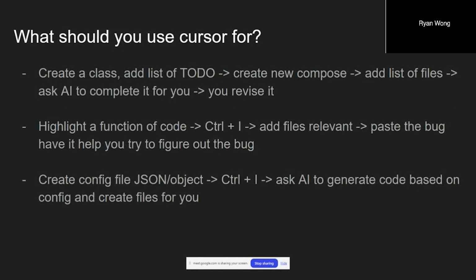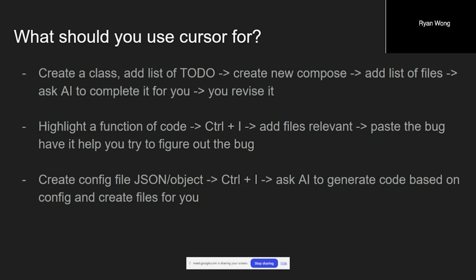What I found very useful when I was using it was if I made a class and wrote a list of to-dos I want done, then you go to compose, you say, these are the files you have to reference, and then ask the AI to complete it for you. That works really well. And then you tell it to revise it afterwards.